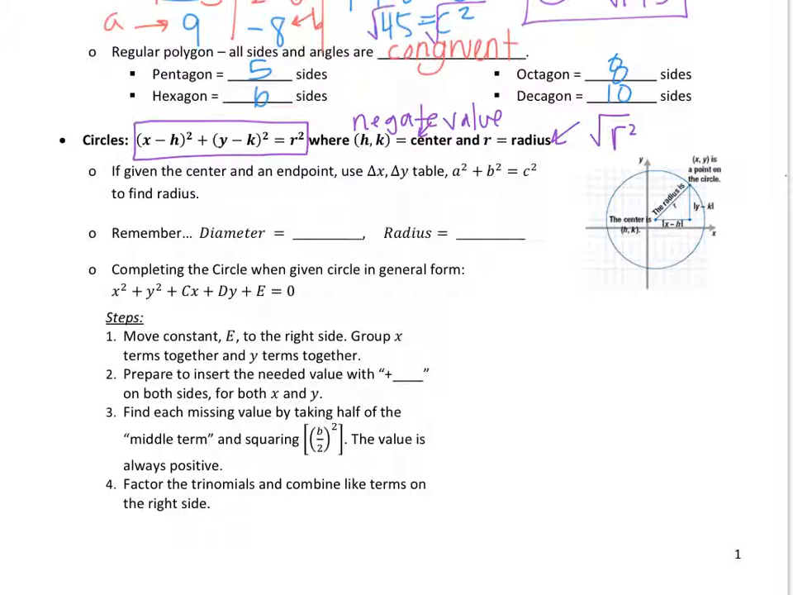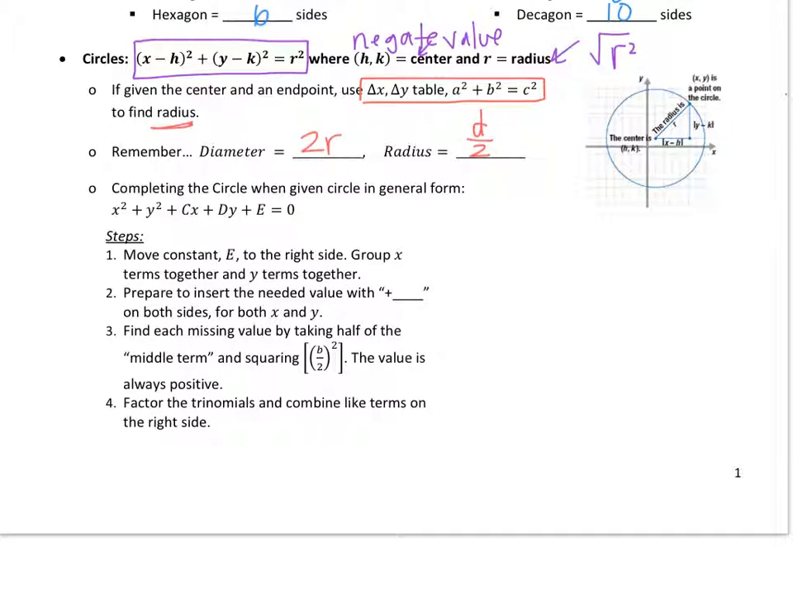If we're given the center and an endpoint, use the change x, change y Pythagorean theorem table. That's what we just did up above to help us find the radius. Sometimes they ask you to find the diameter though, so you have to remember that diameter is 2 times the radius. And vice versa, radius is diameter divided by 2.